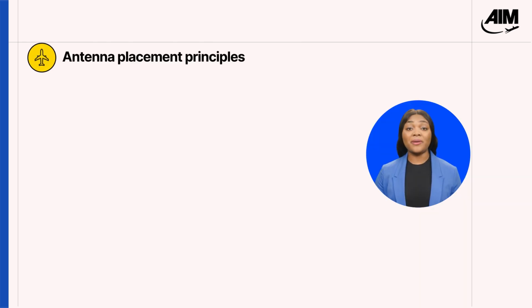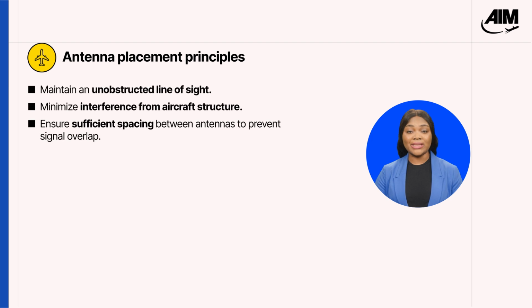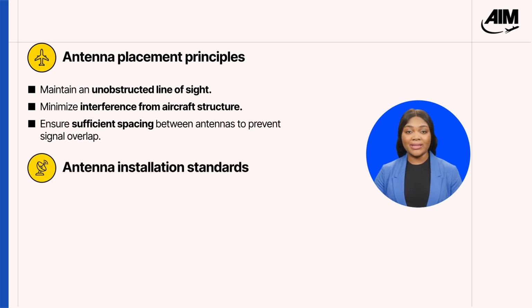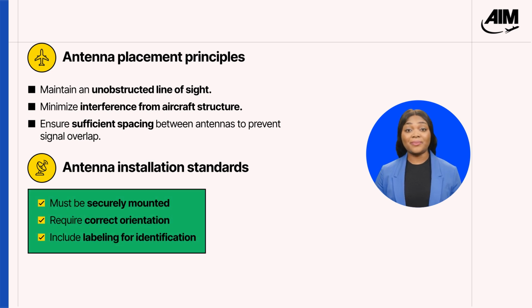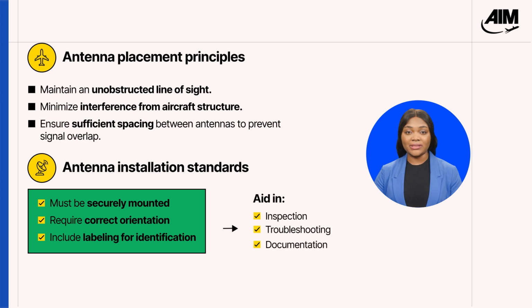Now consider placement principles. Antennas need an unobstructed line of sight, minimal interference from airframe structures, and sufficient spacing from other antennas to avoid signal overlap. All antennas must follow regulatory standards for secure mounting, correct orientation, and proper labeling. These markings assist technicians in inspection, troubleshooting, and documentation.